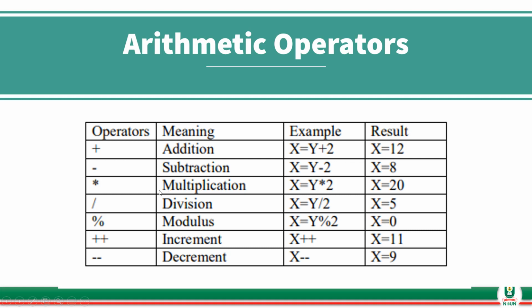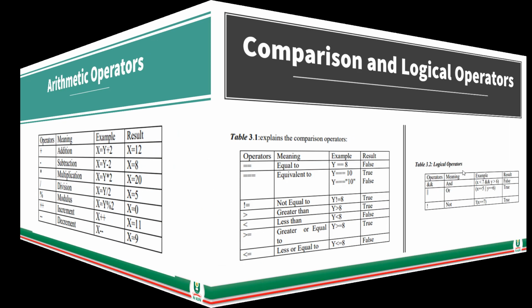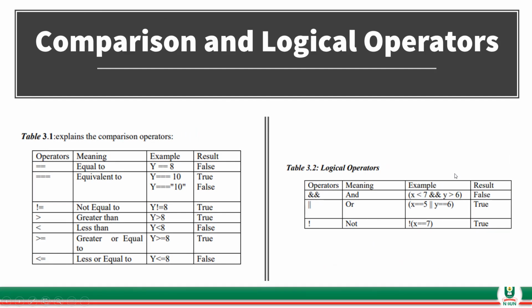There are subtraction, multiplication, division, modulus, increment, and all these are here. Then you have comparison and logical operators. You can use these for your decision making. If you want to compare two numbers: if y equals 8, do this, and if y is greater than 8, do this. And these are logical operators. For instance, if x is less than 7 and y is greater than 6, perform a particular function.